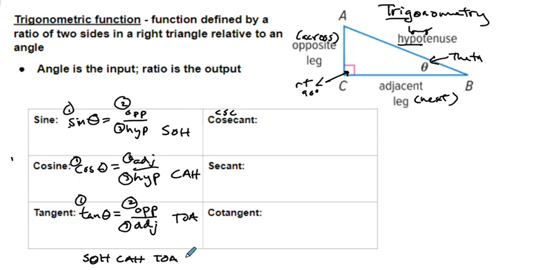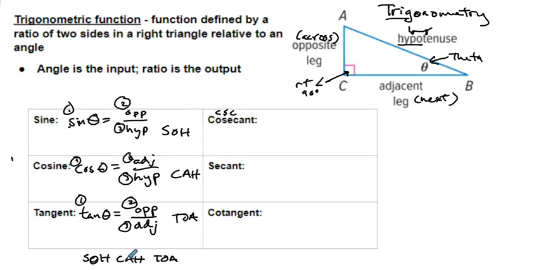SOH-CAH-TOA. That's what we're talking about. That's what it means. This is just a way to remember these ratios, right? So you'd say SOH-CAH-TOA, SOH-CAH-TOA. So if somebody says cosine, you go, all right, so it's not that one. There's no C cosine. So it's always the first letter. So you got sine, cosine, tangent.